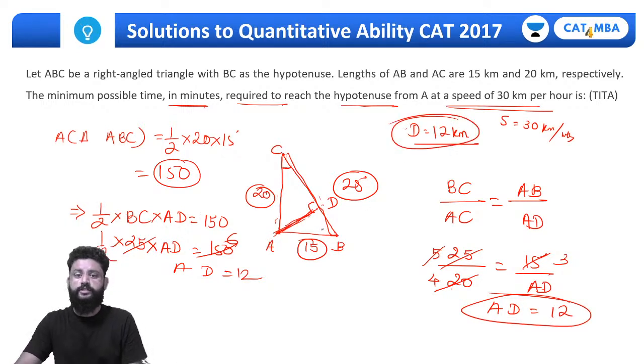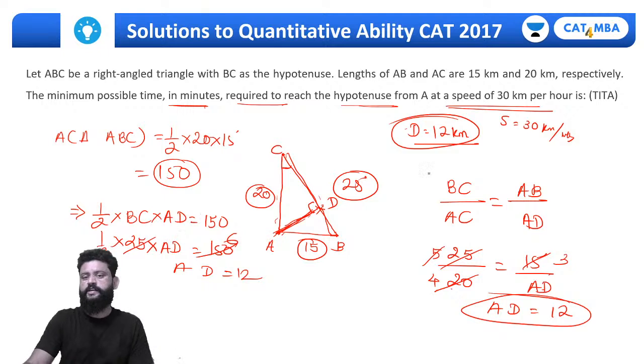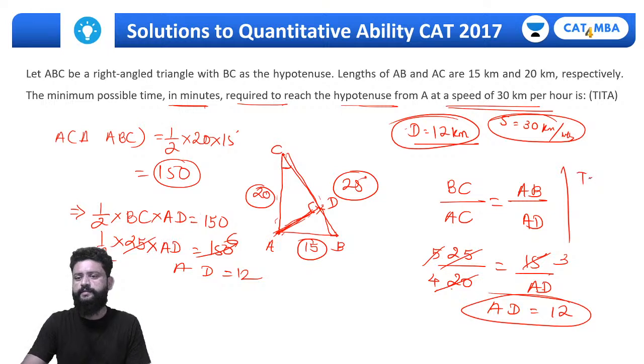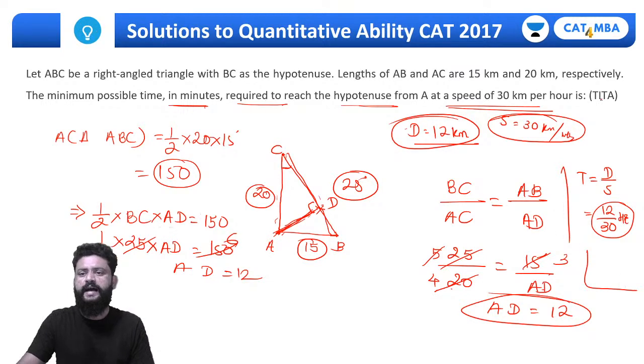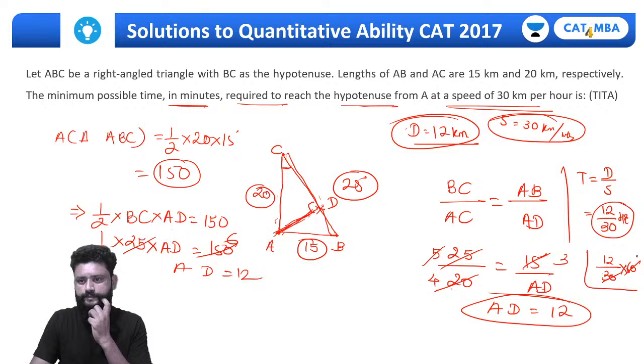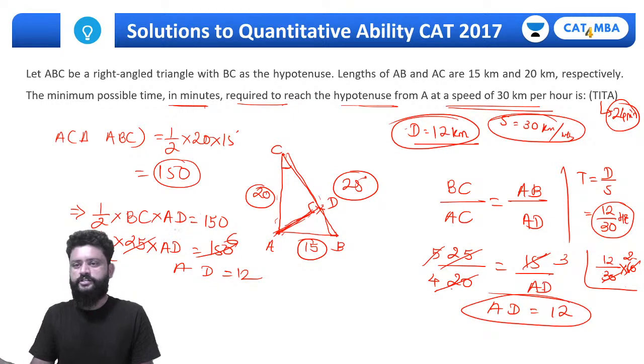to reach hypotenuse, or the closest point on the hypotenuse to A is this D, a perpendicular drawn from A to the hypotenuse. So distance D with the speed of 30 km per hour, how much time it will take? The question, time taken is distance upon speed, comes out to be 12/30. और 12/30 किस में आया? आवर्स में. 1 hour में 60 मिनट होते हैं. अब we want the answer in minutes, so final answer in minutes will be 12/30 into 60. Comes out to be 24. Right? That was an easy thing.